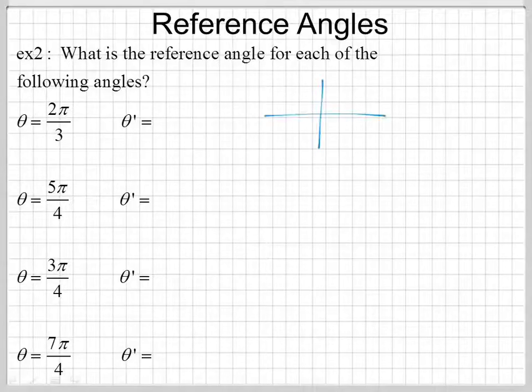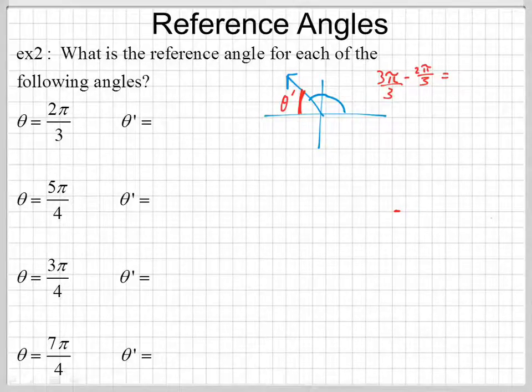So, where is 2 pi over 3? This is pi over 2, right? Second quadrant. Okay. All right, so this is going to be a reference angle right here. What do I have to subtract? Pi minus 2 pi over 3. So this is going to be 3 pi over 3, and I'm left with what? Pi over 3? Yep, so that gives me pi over 3.